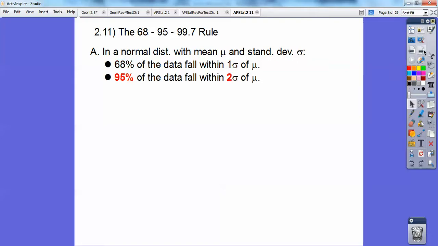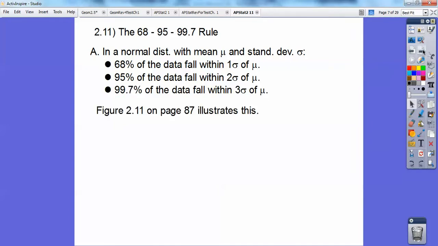68% of the data falls within one standard deviation of the mean, mu. I'll show you that in just a second. 95% of the data falls within two standard deviations of the mean, mu. And then 99.7% of the data falls within 3 standard deviations. I'm not saying 3%, 3 standard deviations. This is 2 standard deviations. This is 3 standard deviations of the mean mu.